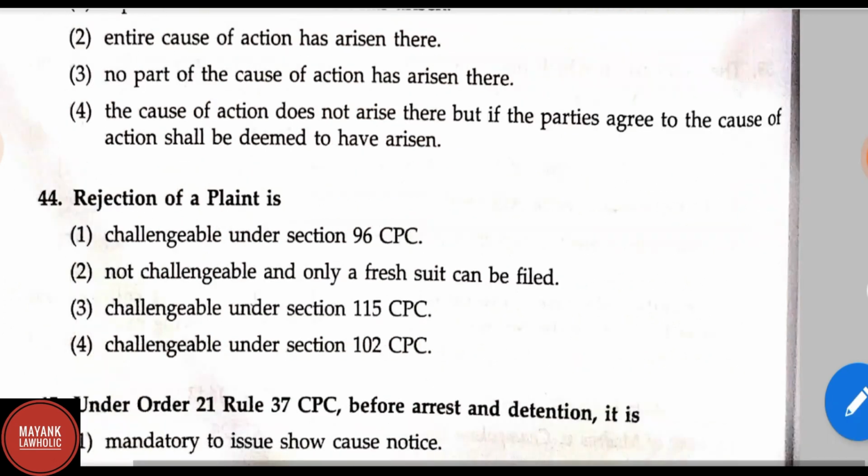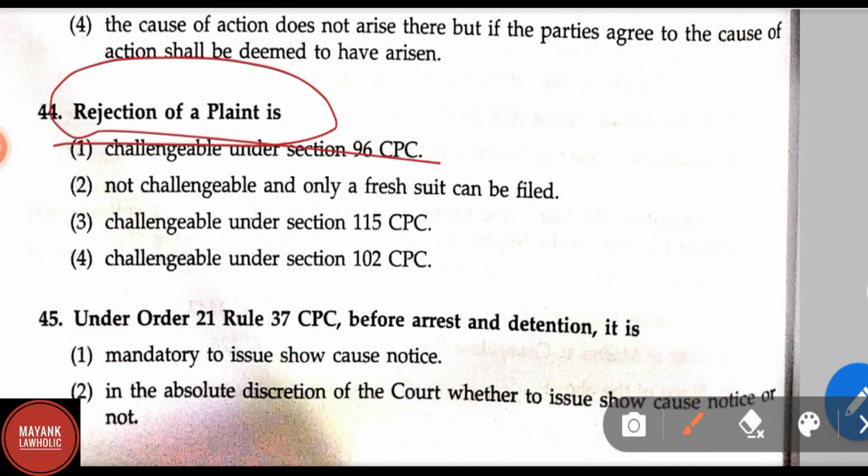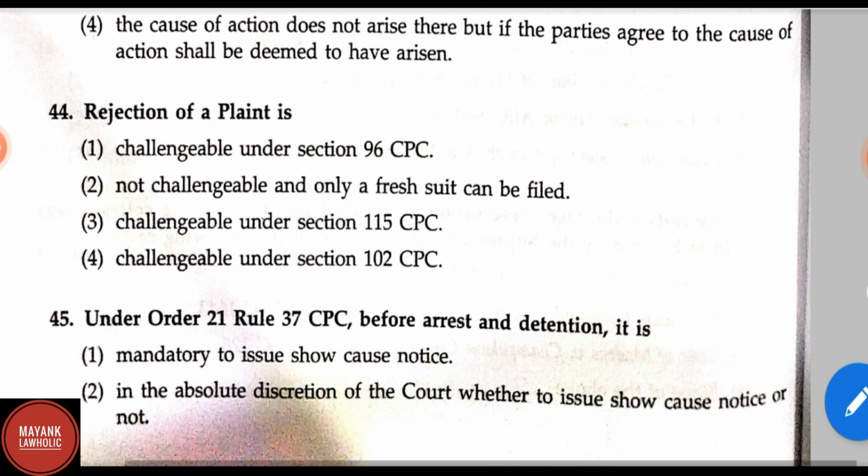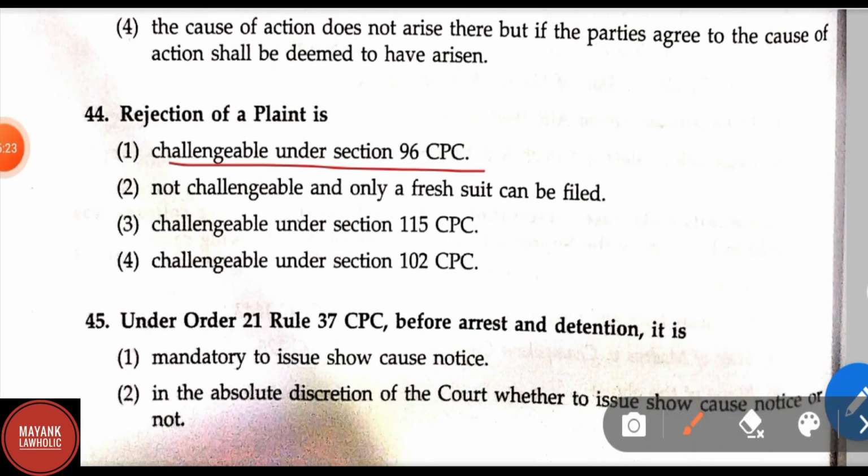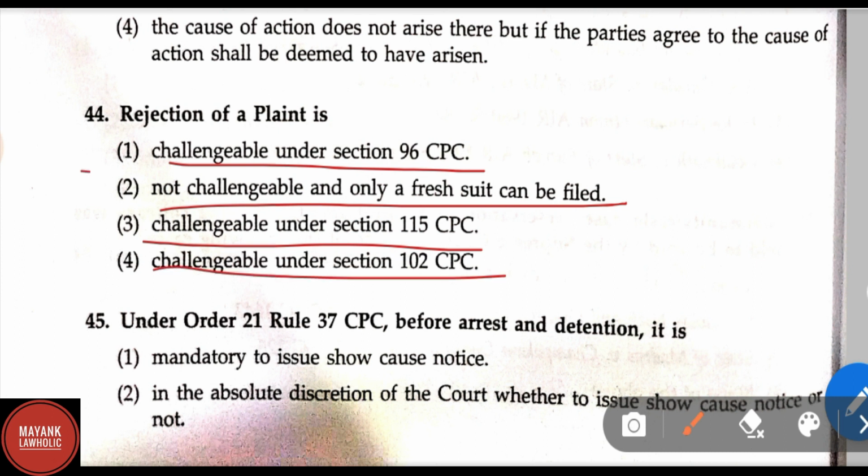Now let us see the question number 44. Rejection of a plaint is challengeable under section 96 of CPC. Option 2, not challengeable and only a fresh suit can be filed. Challengeable under section 115 CPC and challengeable under section 102 CPC. Correct answer is very easy. Rejection of plaint is challengeable under section 96 of CPC.